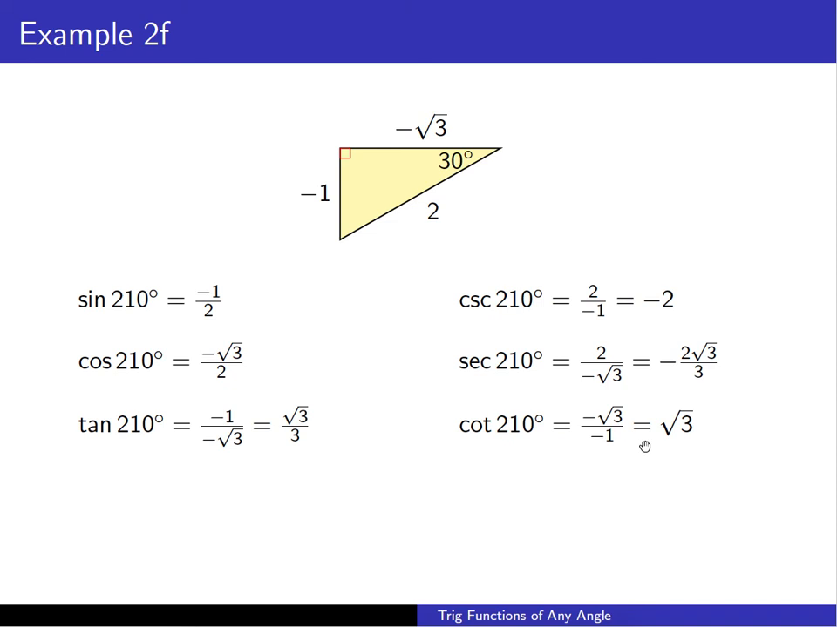All right, that about does it for this video. In the next video, we're going to take a look at quadrantal angles where the terminal side lies on one of the axes. So I will see you then.